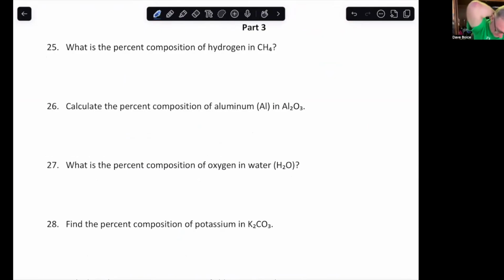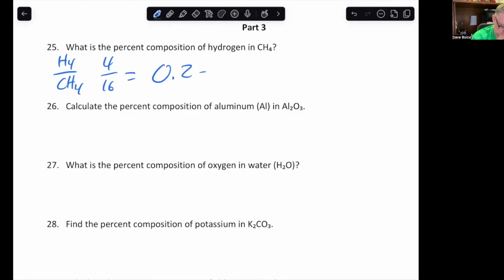Okay, last 25 questions. There's been a lot. I'm going to go a little quicker on these because at this point we're kind of experts. So hydrogen, we've got H4 divided by CH4, and that is 4 divided by 16, which comes to 0.2 to 0.3, times 100 equals 20 to 30%.